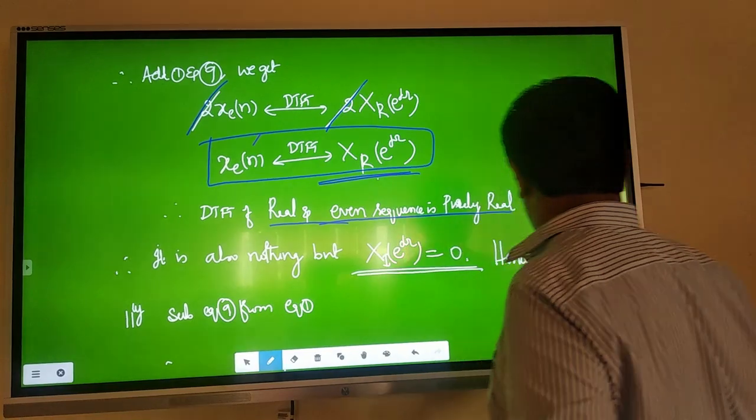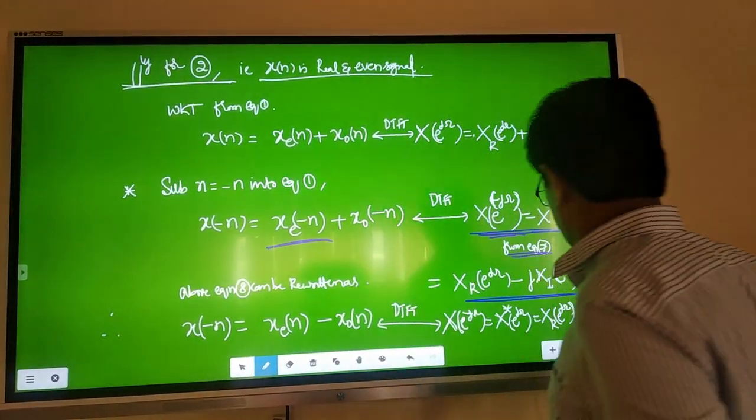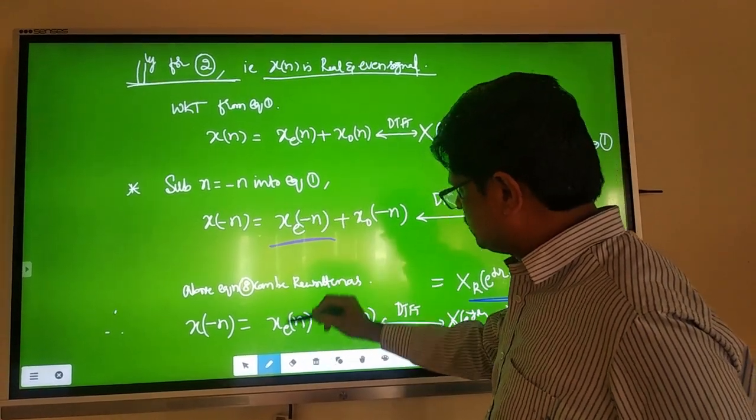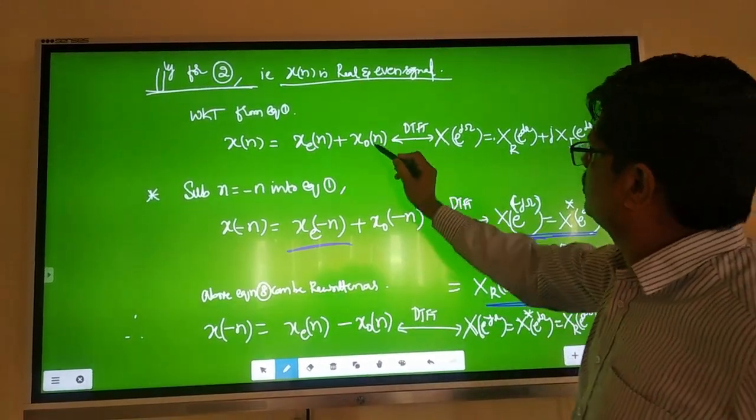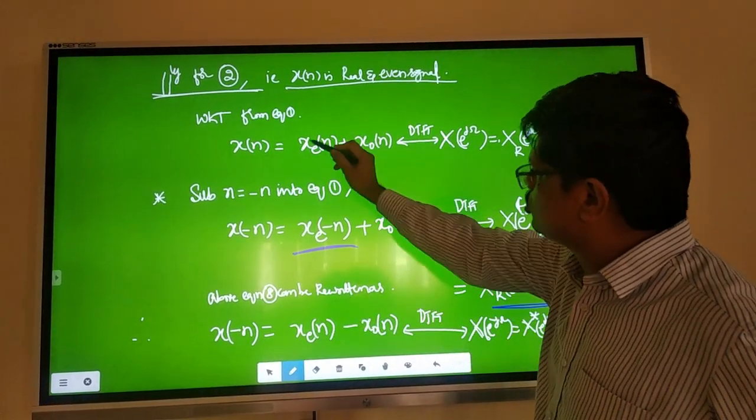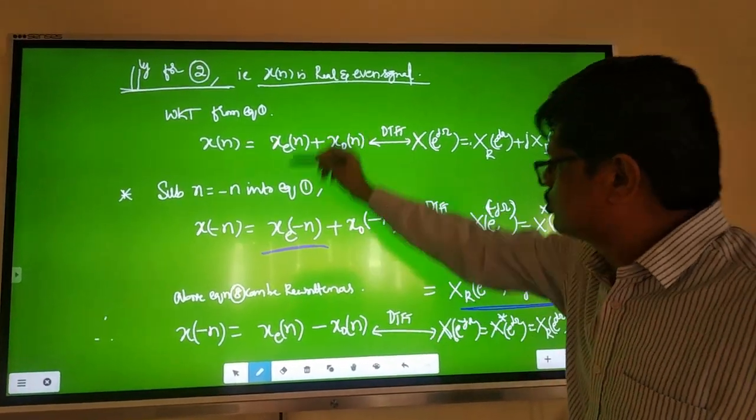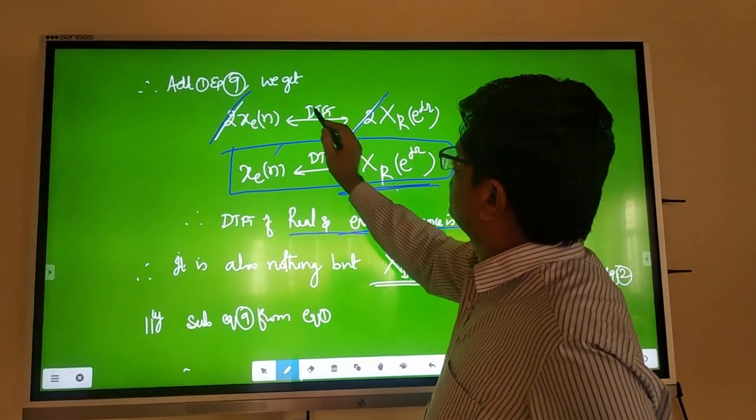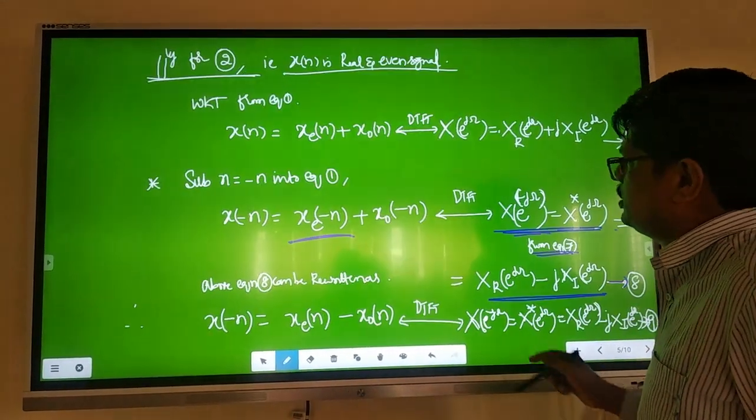Now let me first add 1 and 9. This is 1 left hand side. This is 9 left hand side. Now what will happen? Left hand side, you see, this plus this is 2x_e of n. This minus this is getting cancelled. This plus this is 2x_e of n. So LHS is 2x_e of n. Similarly DTFT right side is 2x_r of e power j omega.